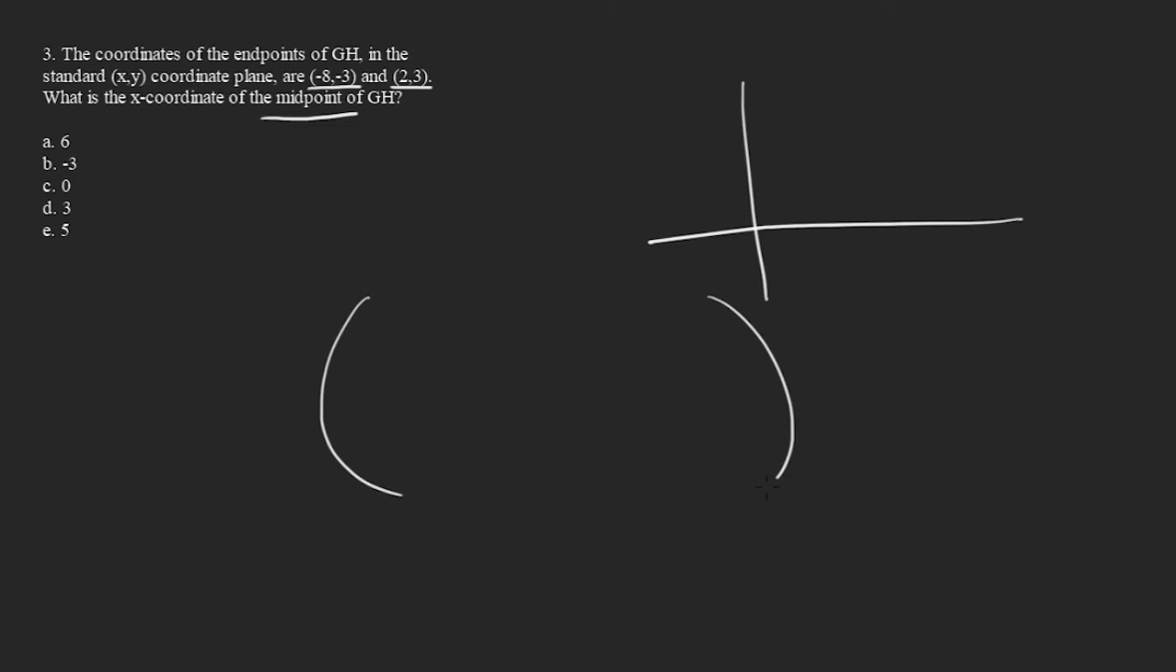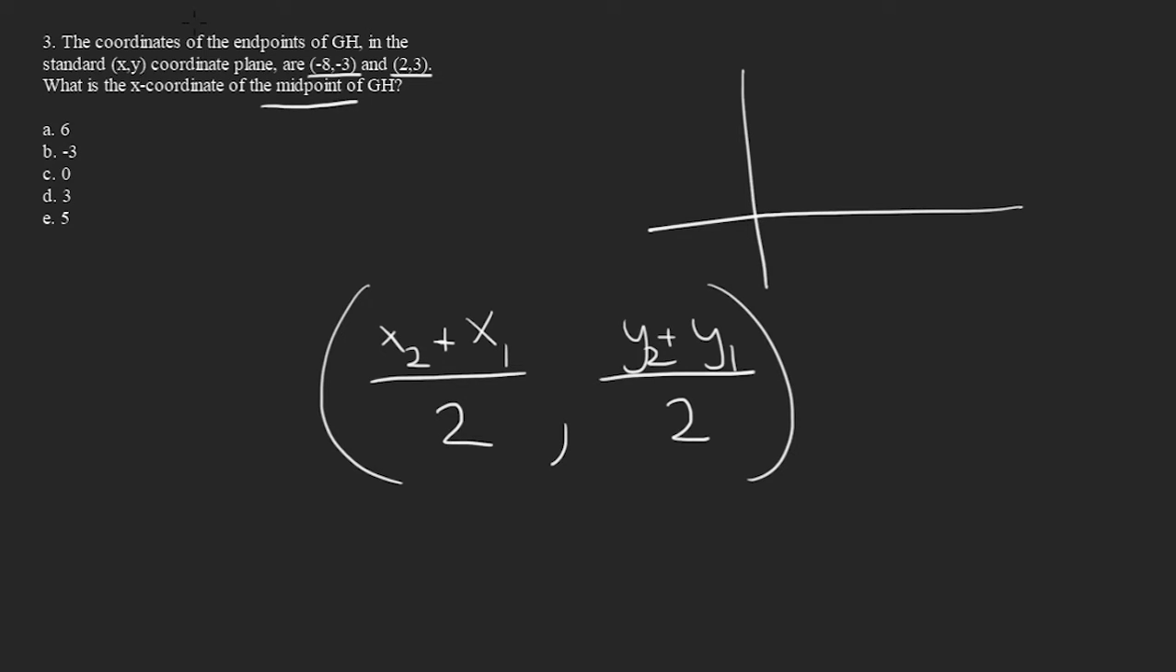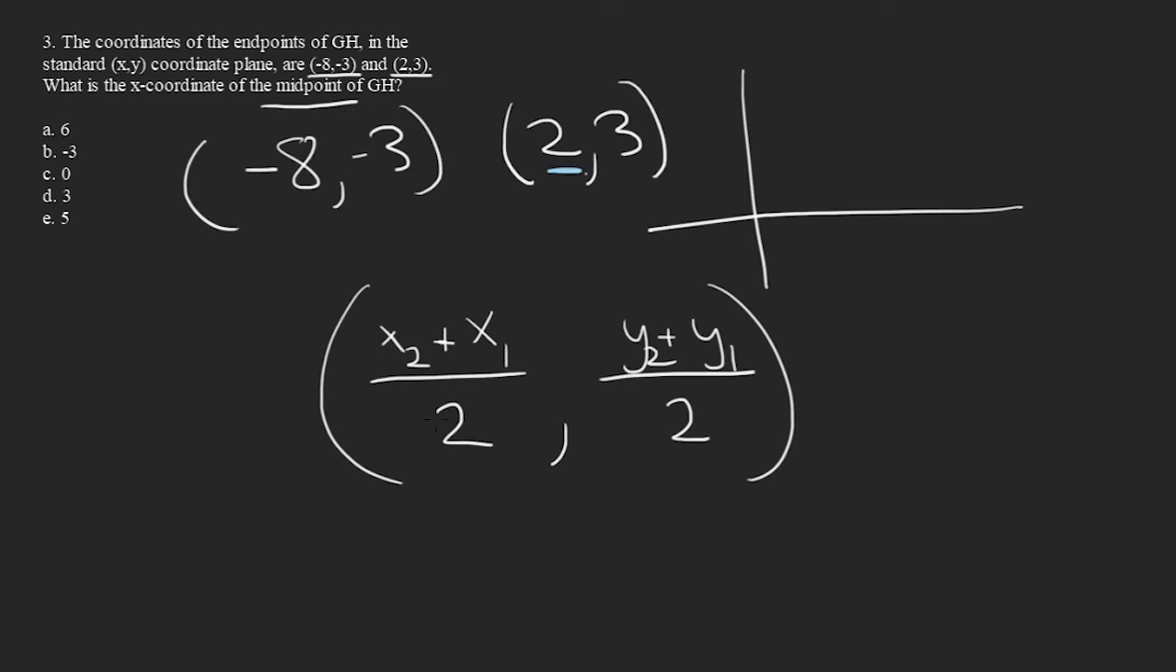Here we're doing a midpoint, so the coordinates of the endpoints of GH in the standard xy coordinate plane. These are their coordinates, and we could draw this out and plot the points, but we don't have to. We know the formula. So remember the formula. Try to quiz yourself right now. Let's just plug in our points. Let me write them down real quick. I'm going to go with my x2 first, so that's 2 plus negative 8 for the x1, over 2.